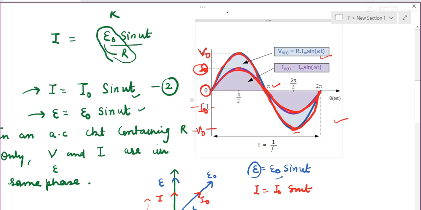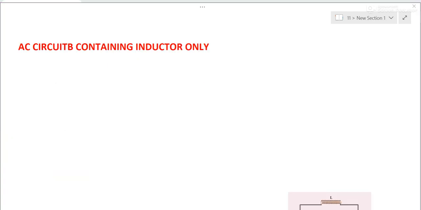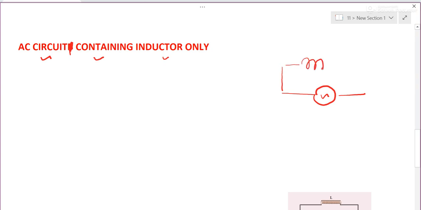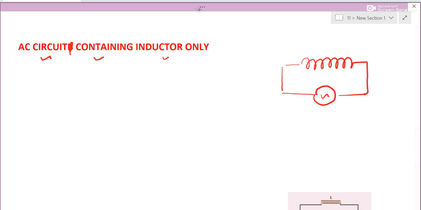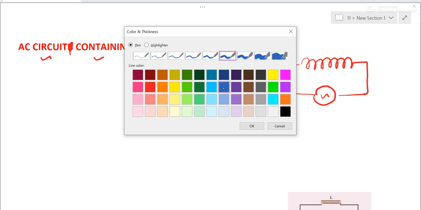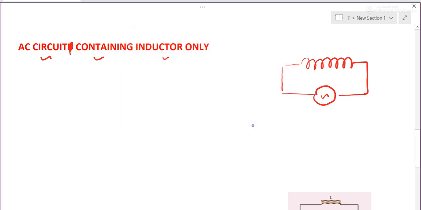Getting to the next topic now. Yeah, so next topic is AC circuit containing inductor only. So we'll draw. This is your AC source, and it is containing only inductor. The solenoidal coil is an inductor. So what is the general equation for alternating EMF that is applied here?